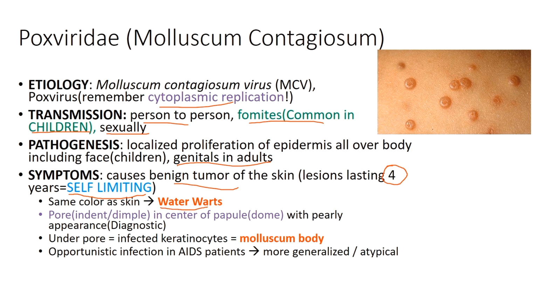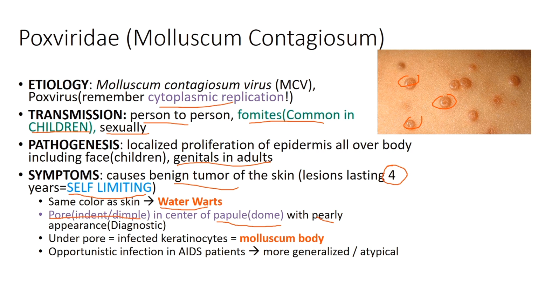They're called water warts, so they're the same color as skin, sometimes a little bit shiny. It has this pore, indent, or dimple that you find in the center of the papule, or the dome. And you can see these guys up here. You see the little dimple within it. And that is actually diagnostic for these. They have a pearly appearance, so they're kind of shiny.